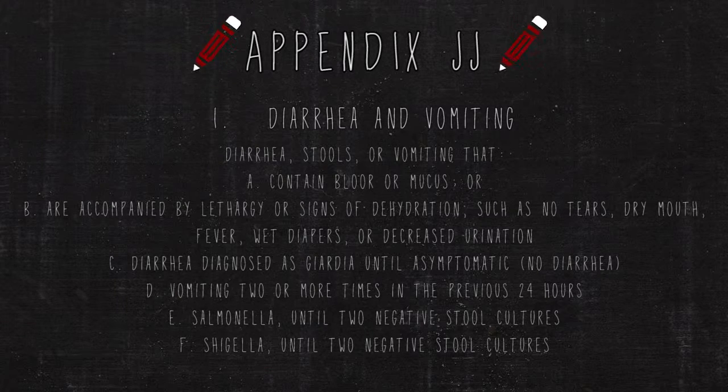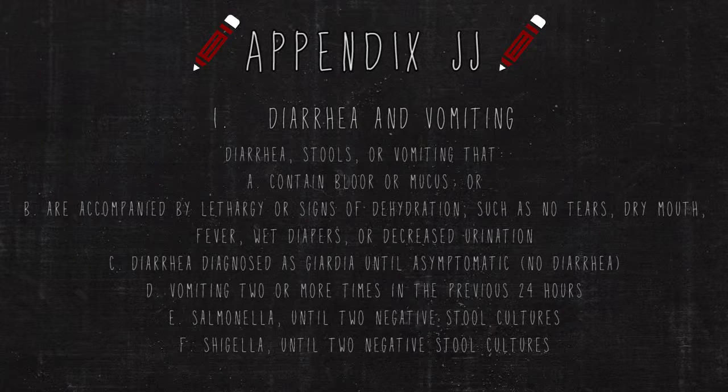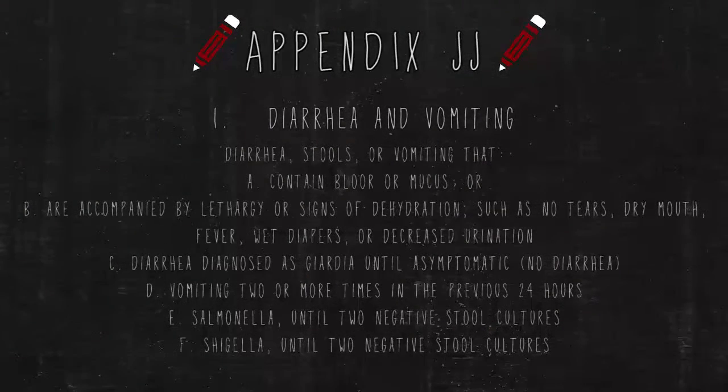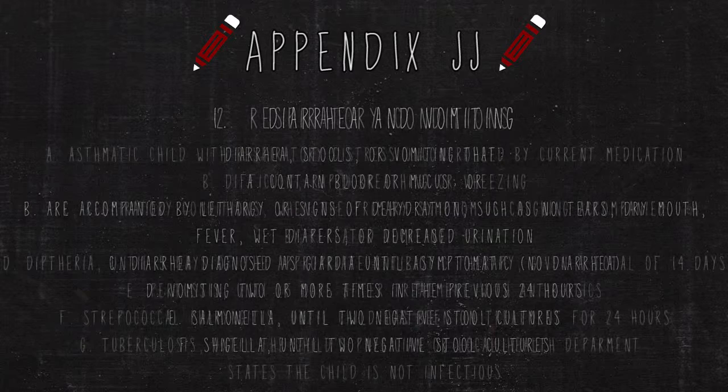Diarrhea, stools, or vomiting that A, contain blood or mucus, or B, are accompanied by lethargy or signs of dehydration, such as no tears, dry mouth, fewer wet diapers, or decreased urination. C, diarrhea diagnosed as giardia until asymptomatic, no diarrhea. D, vomiting 2 or more times in the previous 24 hours. E, salmonella until 2 negative stool cultures. F, Shigella until 2 negative stool cultures.